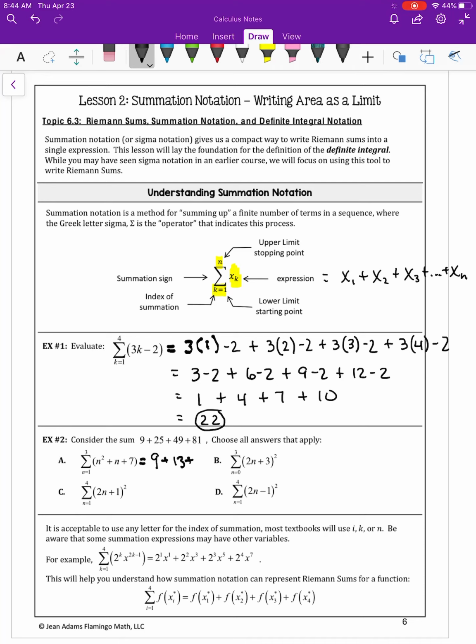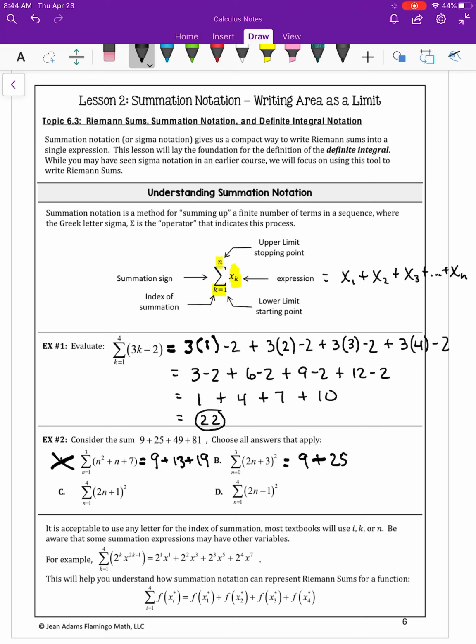So if I put a 1 in here, I would get 1 plus 1 is 2 plus 7 is 9. So for my first one, I would get a 9. If I put a 2 in, I would get 4 plus 6 plus 7 is 13. Since I would get 13 on that second one, I already know that I'm not going to get it. Plus, there's only going to be 3 of them because I'm only going from n equals 1 to 3. Once I put that 3 in, I'd get 9, 12, 19. So that definitely does not equal the 9 plus 25 plus 49 plus 81. So we don't want to circle that A.